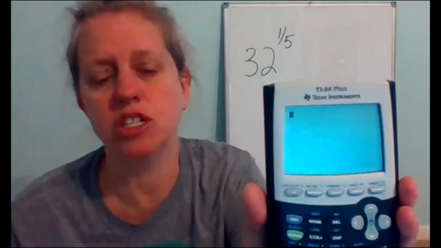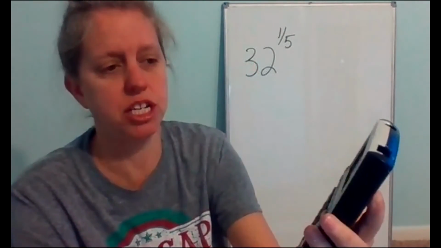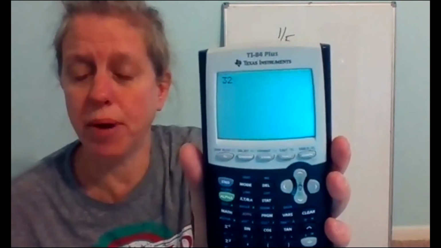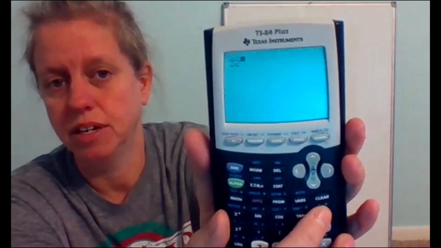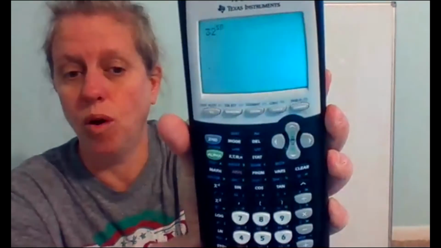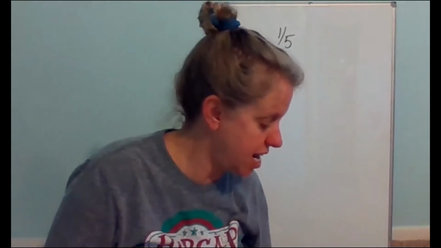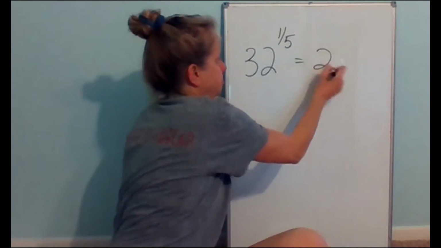So just go to your main screen and we're going to type in exactly what you see on this board. So 32. Now, remember how you get up in your exponent? This button right here. So you see how I put your cursor up in the exponent. What do I need my exponent to be? I need it to be 1/5. Well, just type that in. How do you type in 1/5? 1 divided by 5. So look, 32 to the 1/5 power equals 2. So your calculator can do these problems.